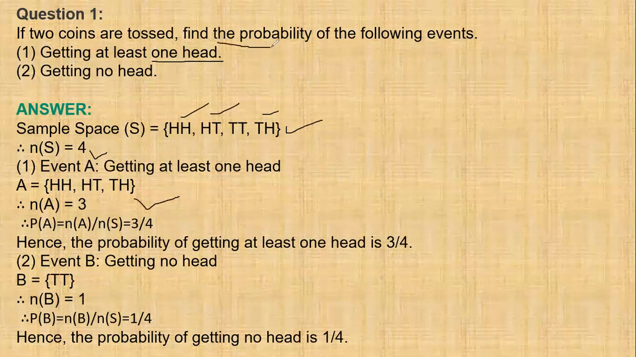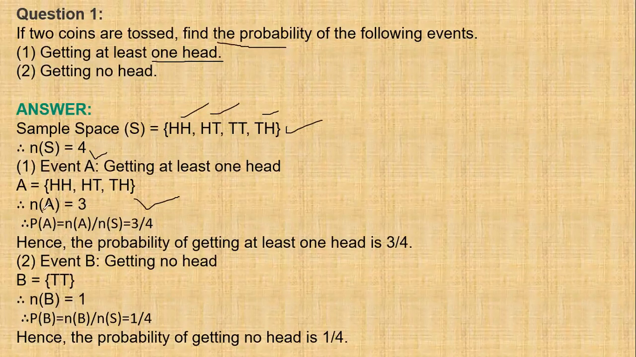You have to find the probability of the following events. So number of A is 3. Probability of A is number of A upon number of S. That is the formula. So 3 upon 4. That's your answer. Then event B, getting no head. No head means only one outcome, TT. So B is TT, number of B is 1. Probability of B is number of B upon number of S, that is 1 upon 4. That's your answer. This way you solve question number 1 of practice set 5.4.